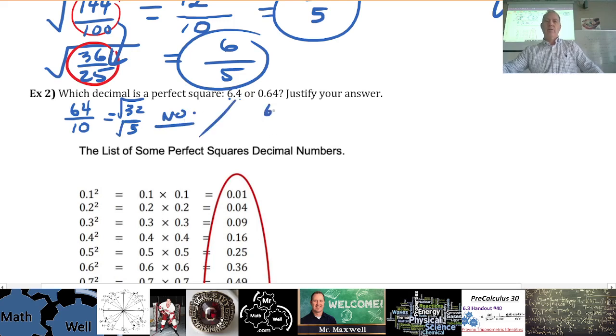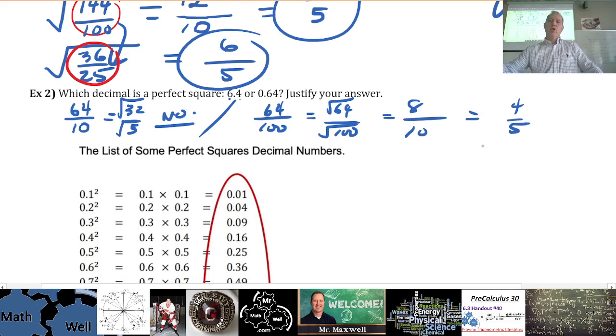What about this one? This is 64 over 100. Is 64 a perfect square? Yes. Ooh, it is. That's 8. Is 100 a perfect square? Yeah, that's 10. So, we could have simplified this first again, but I noticed that they were perfect squares. So that's 4 over 5, right? So that's one way of doing it.